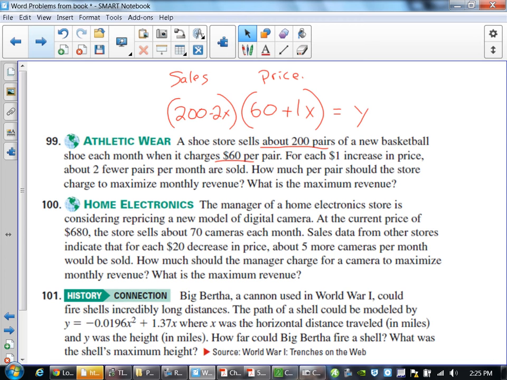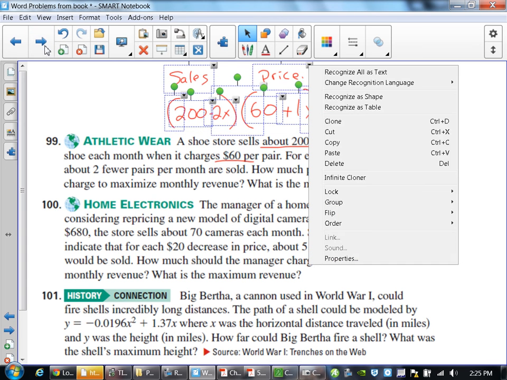Now, what I want you guys to see is that there are multiple things you can do here. This is written up in what form? Standard, vertex, or intercept? Intercept. It's written in intercept form, which means you can find zeros, or you can graph. So let me put this on another sheet to show you what we can do.